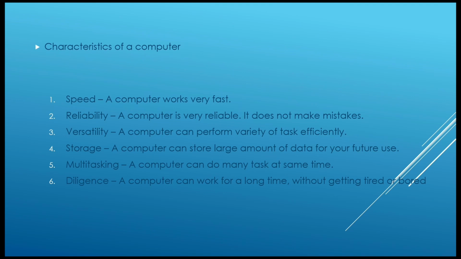Now let's see the characteristics of a computer. A computer has many features, but we will discuss six main ones. First is speed. A computer works very fast. Second, reliability. A computer is very reliable and does not make mistakes. Whatever input we give, it will give the correct output for that. The third one is versatility. A computer can perform a variety of tasks efficiently.